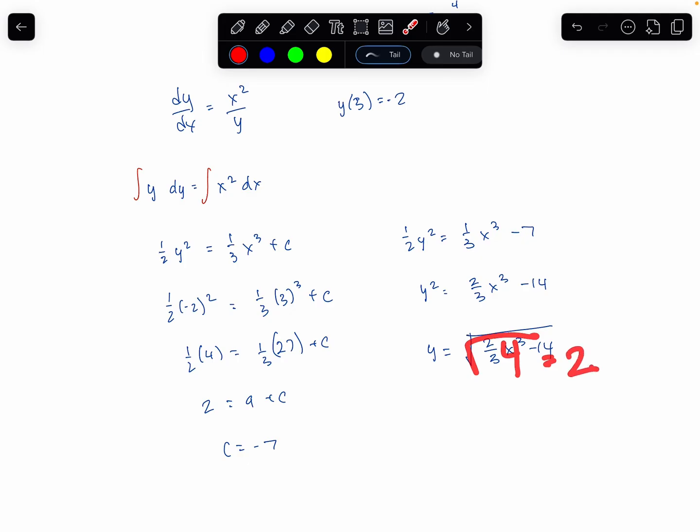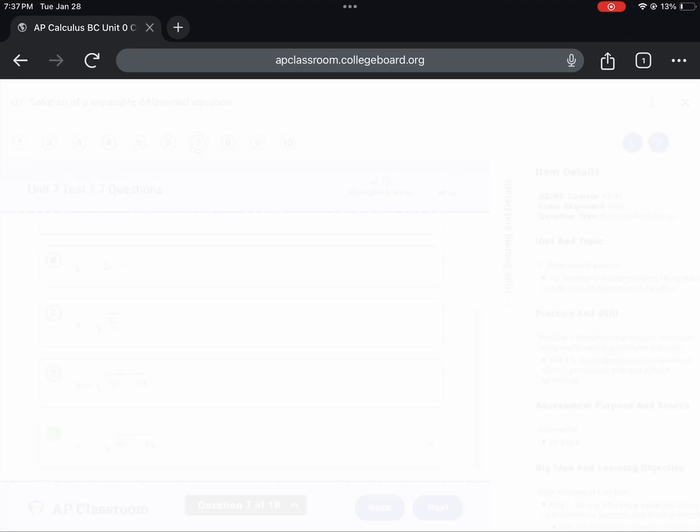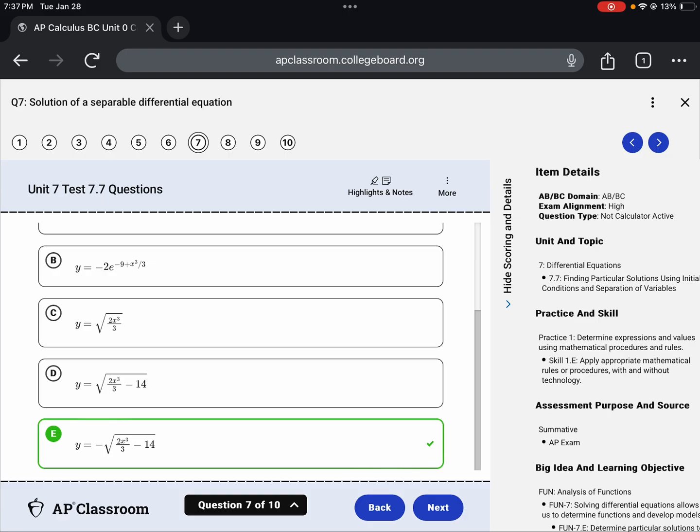But we want it equal to negative 2, which means we have to put a negative in front right here. So if you do that, that's why the answer has a negative in front of it, and that's why it's going to be E and not D. So that's a good one.